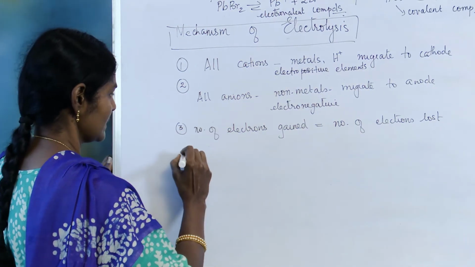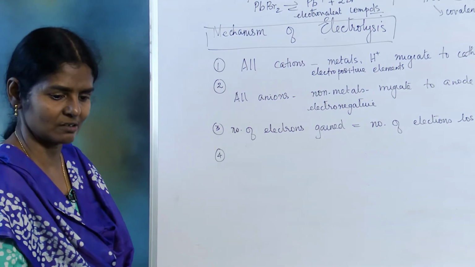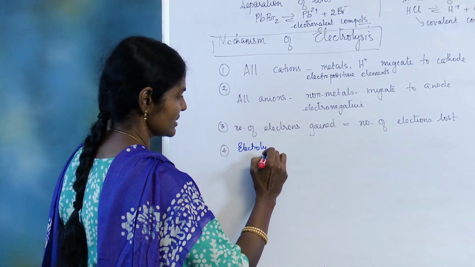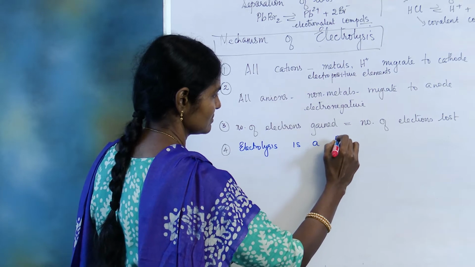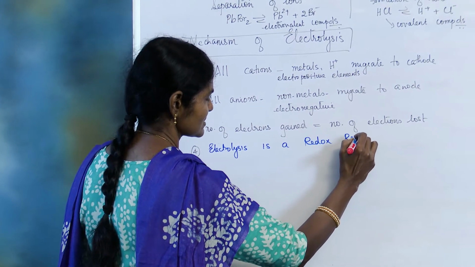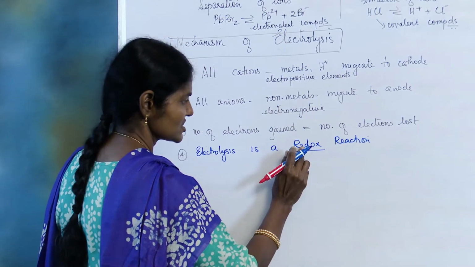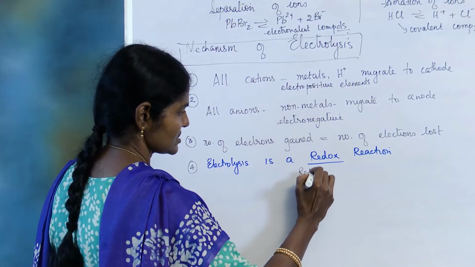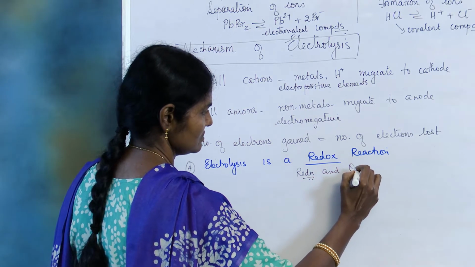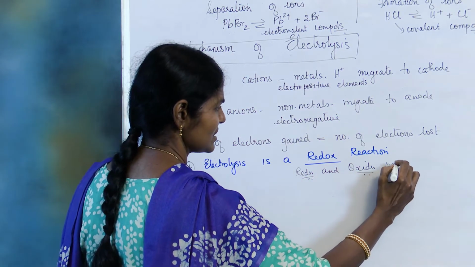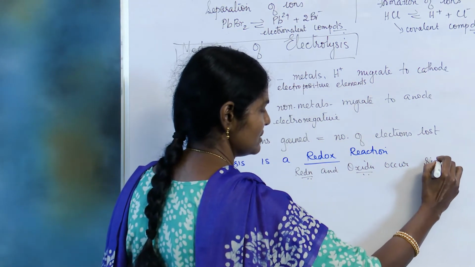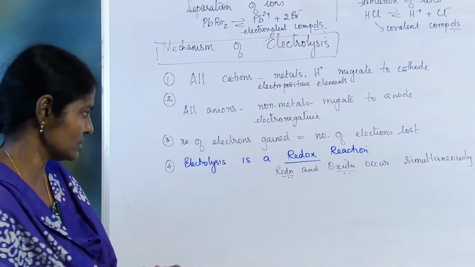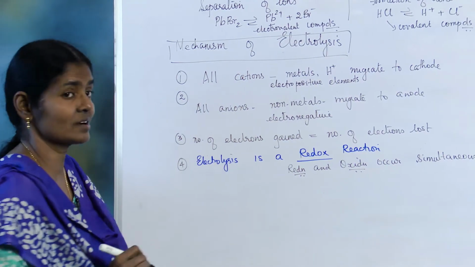The last one, the most important one, is that this electrolysis is a redox reaction. What do you mean by redox reaction? Reduction and oxidation happening simultaneously, side by side. One element would get reduced and the other one would get oxidized. Both are happening side by side. That's called a redox reaction. Why is it a redox reaction?